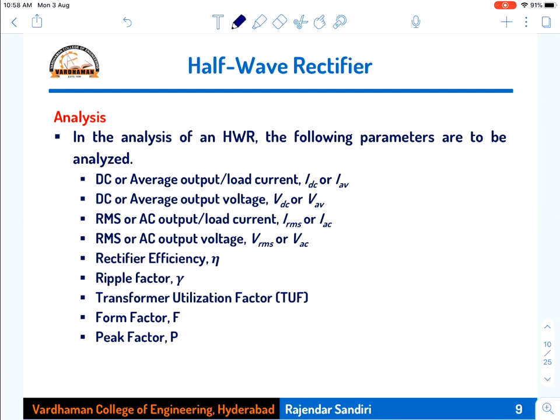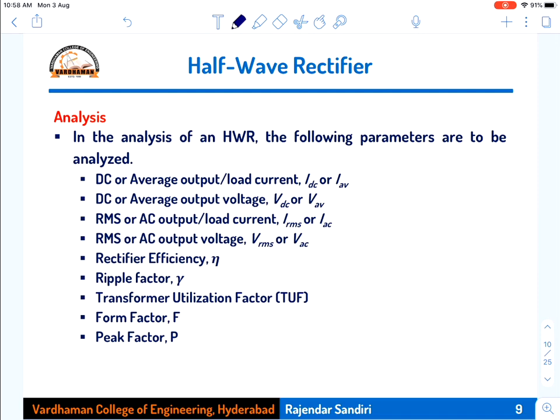Then we will calculate the rectifier efficiency. Rectifier efficiency means the rectifier is converting an AC signal into a DC signal. So how much of the AC input power is converted into DC output power? It is the ratio of output DC power to the input AC power. So that efficiency we have to calculate, which is the ratio of output DC power to the input AC power.